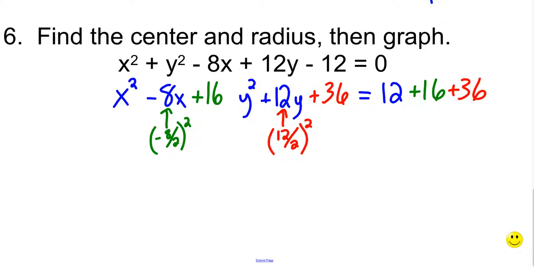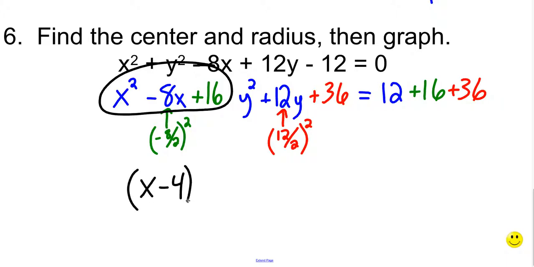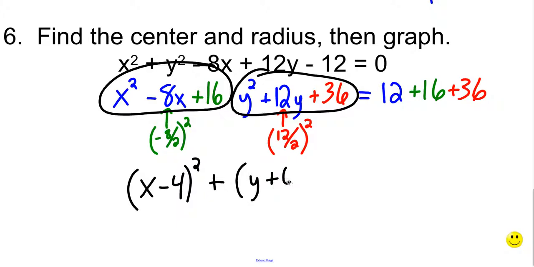Okay, now we're going to complete the square. Basically what we're doing is we're looking at this thing. We want to factor that. That's going to factor into x minus 4 times x minus 4, or we can write that as x minus 4 squared. Then we want to take the y's and we want to factor this. That is going to factor into y plus 6, or y plus 6 squared. And then over here we need to add these together. 164. So it looks like this.